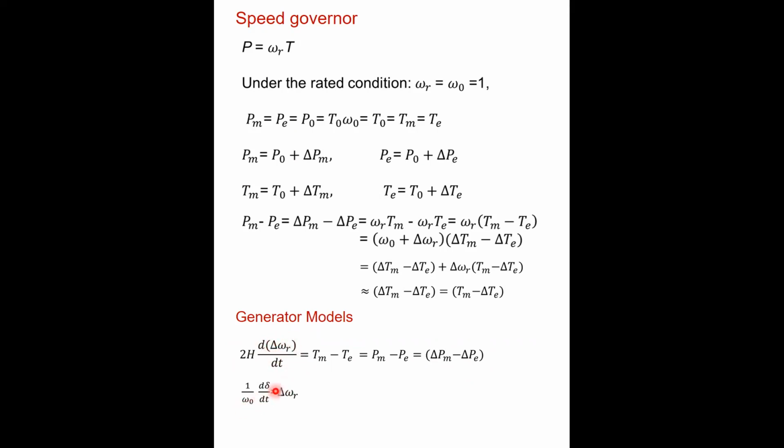And then in terms of rotor angle, this is how they are related. So you can see that 1 by omega naught times the rate of change of rotor angle is related to, and given as, the speed deviation.